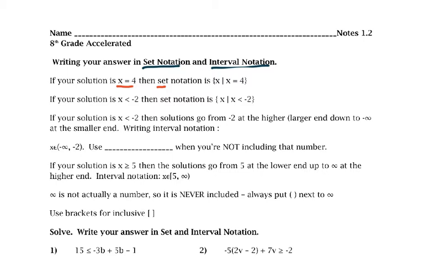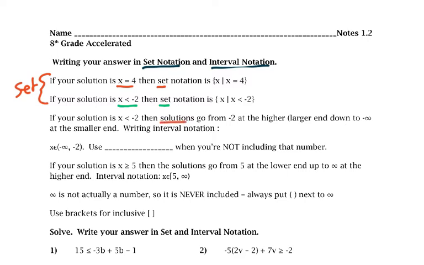Okay, if you have an answer like x is less than negative 2, so that's an inequality, then set notation is going to look very much the same. It's going to be the braces, x such that x is less than negative 2. So really, you're just writing a couple of extra marks. Okay, so remember, it's not extra work, it's just extra effort. Okay, now the next thing, this is set notation right here.